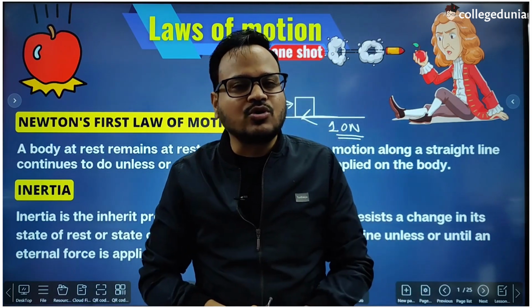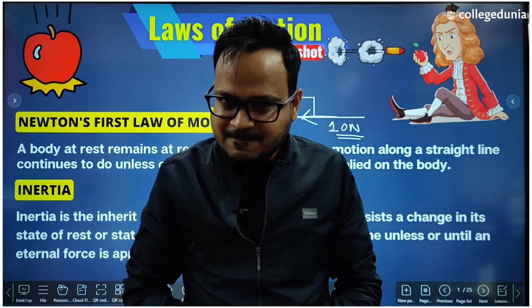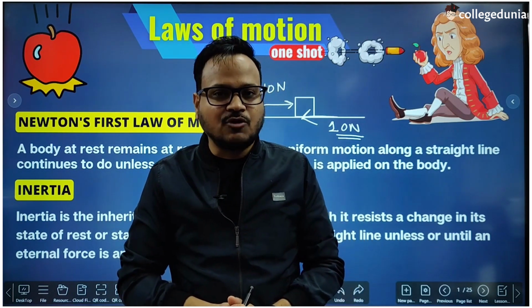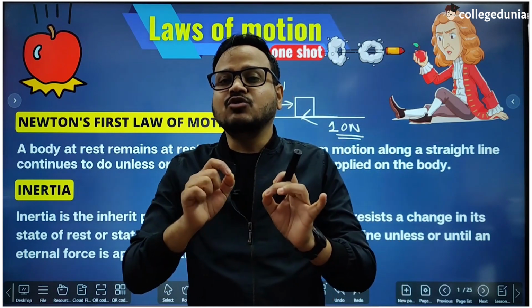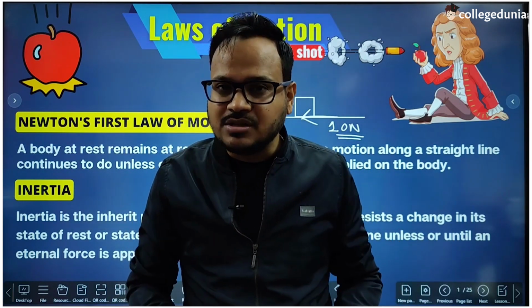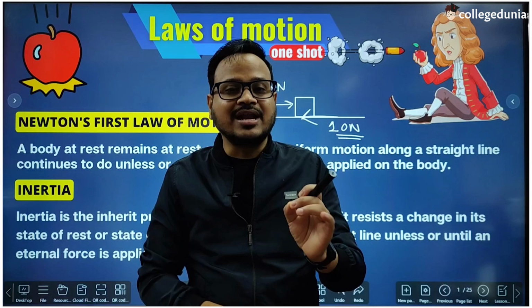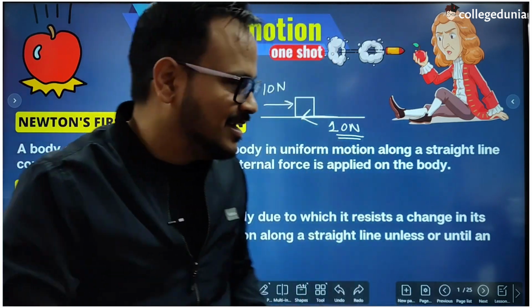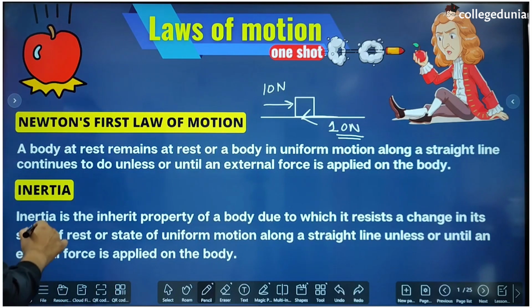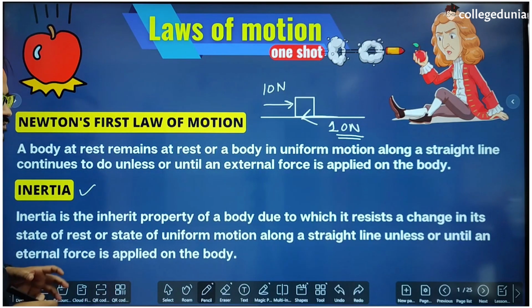So force does only two things to an object. First, it changes the direction of motion. Second, it changes the velocity of the body. And if you do not want to change any of these, then a net external unbalanced force is not required, right? Okay. Next thing is inertia.